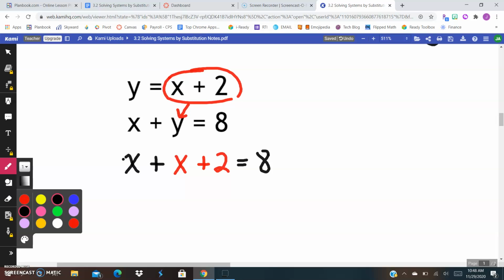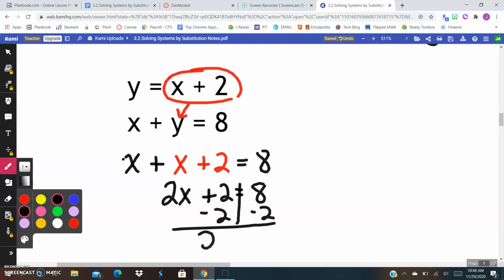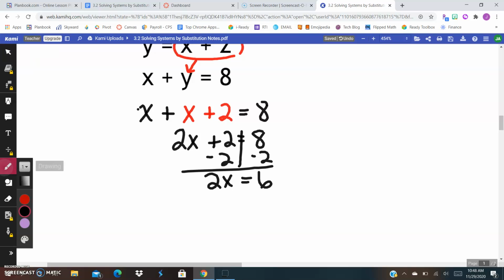And then combine like terms, 1x plus 1x is 2x plus 2 equals 8. And then we're going to minus 2 from both sides. So we have 2x equals 6. So 2 times 3 is 6, so x is 3.